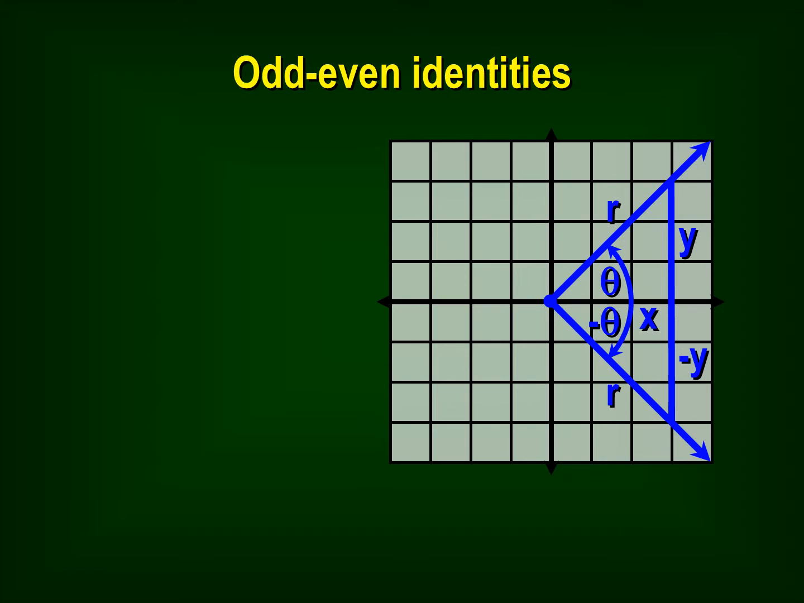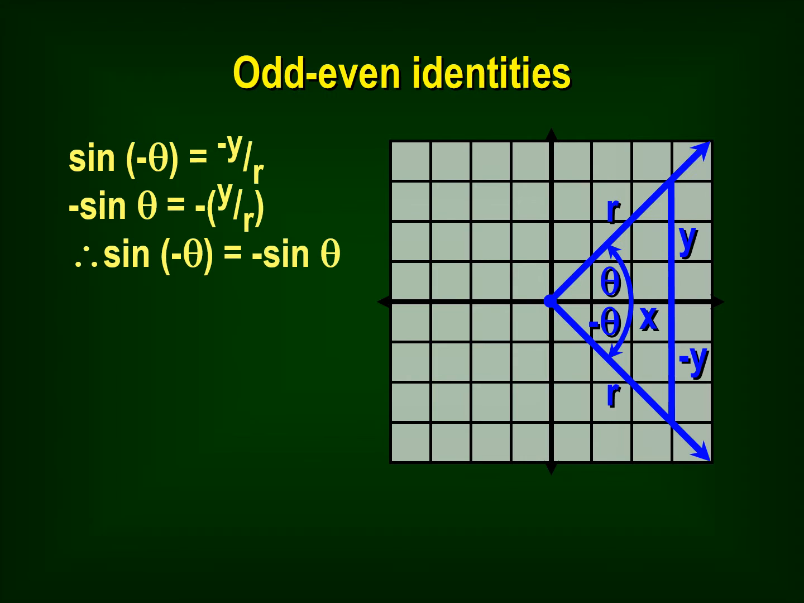Okay, we also have something called the odd and even identities, which says that if you have sine of negative theta, the only thing that changes is that your y becomes negative. And if your y becomes negative, you can pull that negative out, which means sine of negative theta is equal to negative sine of theta. So anytime you have sine of negative theta, just do sine of theta and then make it negative, and you get the same answer.